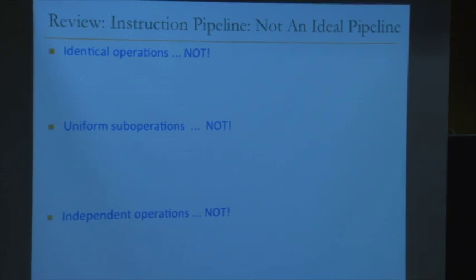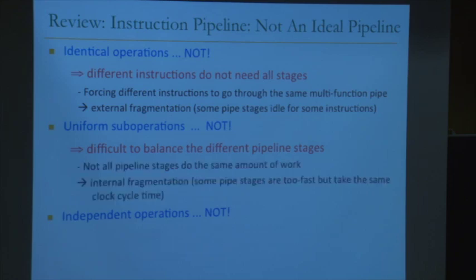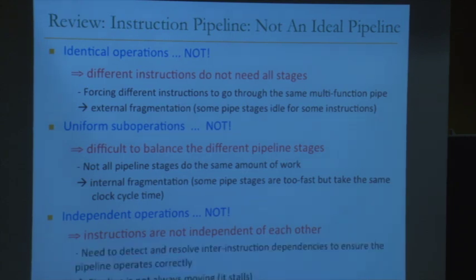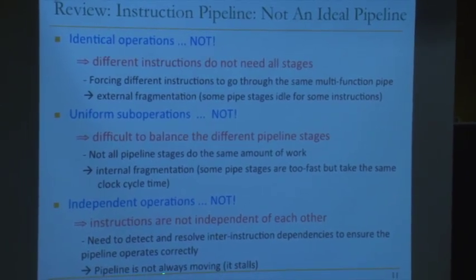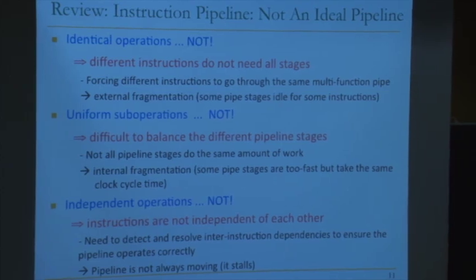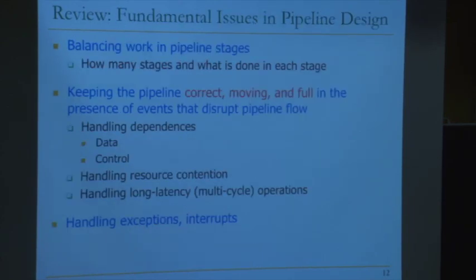So this is basically an instruction pipeline that is not an ideal pipeline. We don't have identical instructions going through the pipeline. And different instructions do not need all stages. It's difficult to balance the different pipeline stages. We've talked about this. We're not going to talk about it in this lecture. And operations are not independent, which will be the subject of this lecture. Instructions are different, and they're not independent of each other, which means that the pipeline is not always moving. Pipeline stalls. And we're going to try to minimize those stalls.